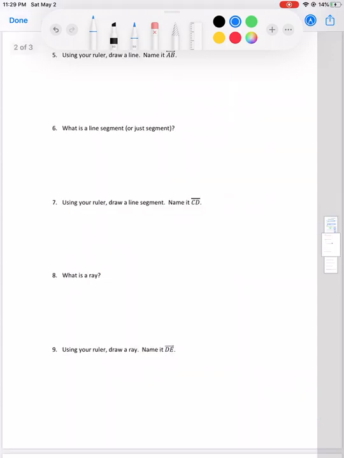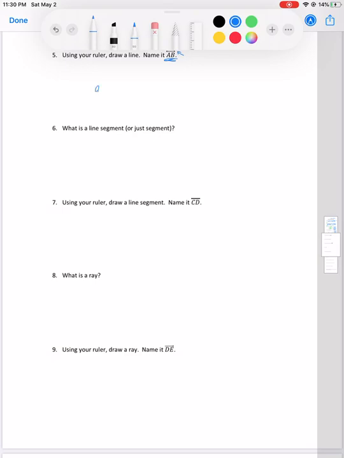Going on to page 2. Now use your ruler for number 5 here. Use your ruler, draw a line and name it AB. Okay, so lines are written with two capital letters, two of the unique points in the line, and then they have up here on the top of those a little line drawn and their symbol. Okay, so that's what we're introducing, some notation.